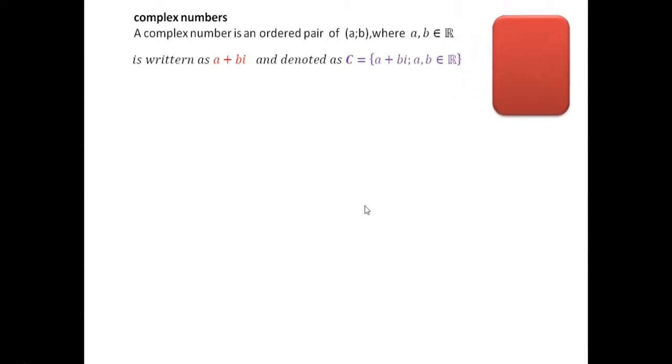Now, a complex number is an ordered pair (a, b) where a and b are elements of the real numbers. It's written as a plus bi, and it can be denoted as c equals a plus bi, where a and b are elements of real numbers. Now we have two main identities in complex numbers. The first one is that the square root of -1 is i.